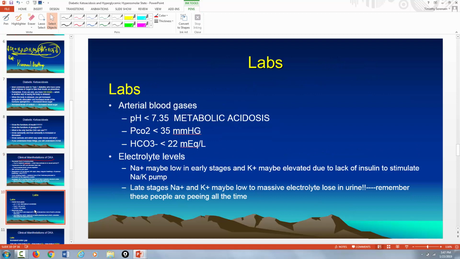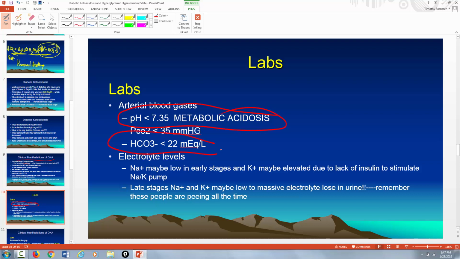So if a person comes into the ER or the ICU, these are the labs that you should be looking at. First of all, if it's DKA, they're in trouble. The first thing you want to get is arterial blood gases, right? And if the pH is less than 7.35, they're in a metabolic acidosis. And the PCO2, or the amount of carbon dioxide floating around in the arterial blood, that's going to be lower than normal if they're compensating, right? So if their respiratory system isn't compensating, then that pH is really going to be in trouble.